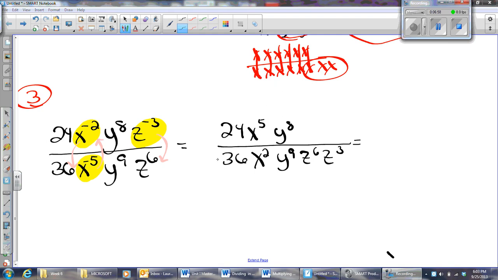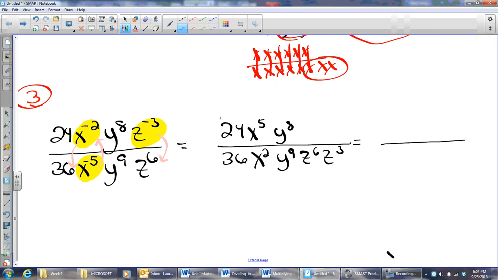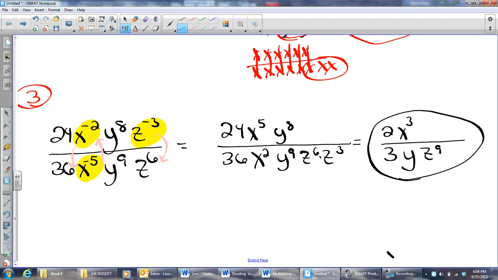Okay, so now I'm ready to simplify further. And let me see, 24/36. If I divide them both by 12, I think I'm going to get 2/3. All right, x to the 5th over x squared. There's going to be an x cubed in the numerator. I've got y to the 8th over y to the 9th. There's going to be a y in my denominator. The z's, z to the 6th times a z to the 3rd, will be a z to the 9th in my denominator. And there you go.